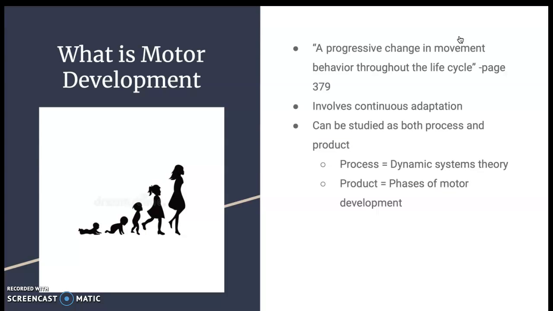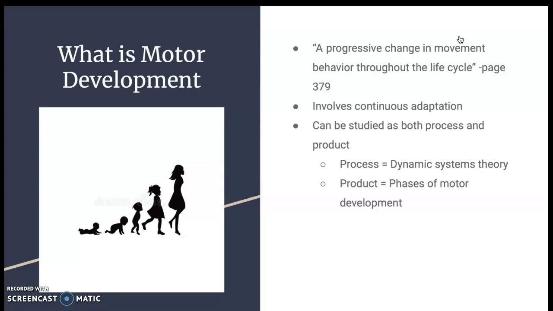So, what is motor development? All of you probably have this down to a T, as this is something we PE majors talk a lot about. Motor development is a progressive change in movement behavior throughout the life cycle. It involves continuous adaptation as a person's movement capabilities change through stages of life.